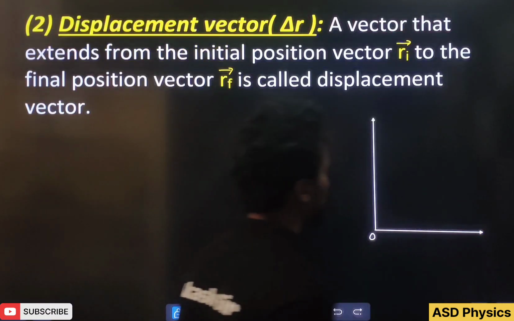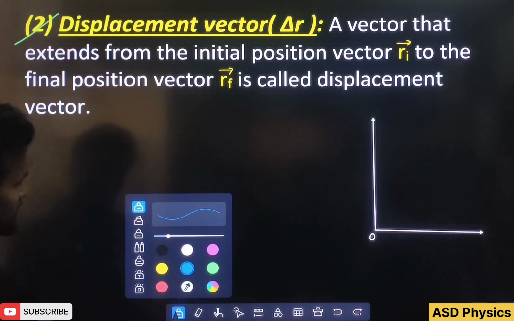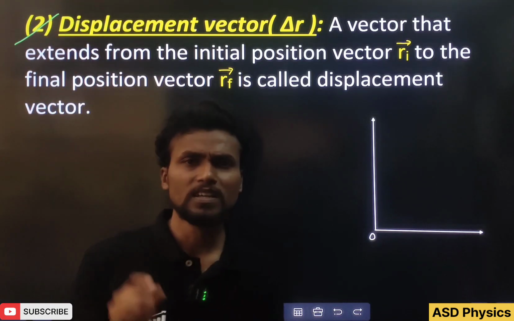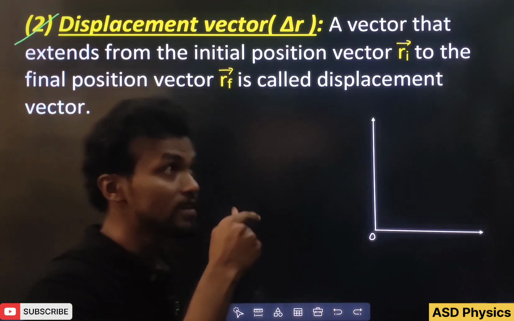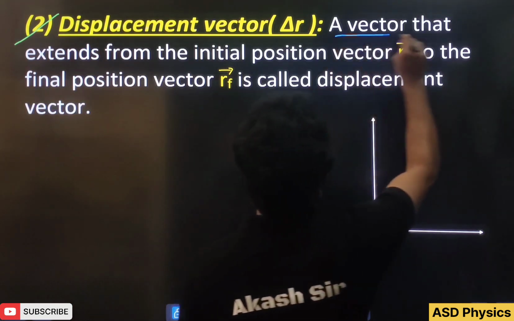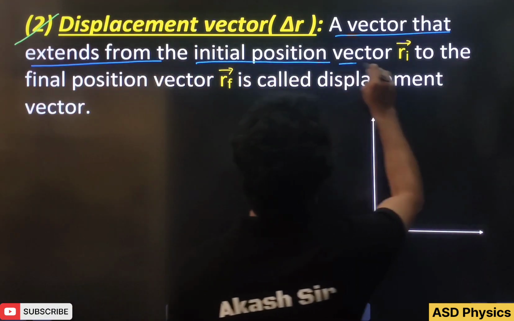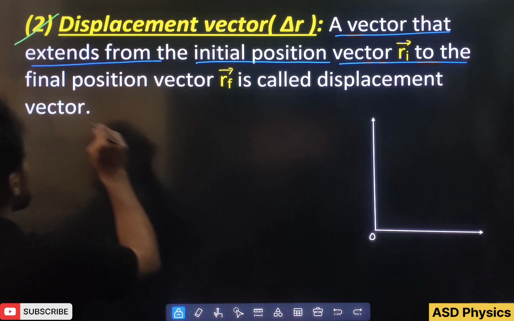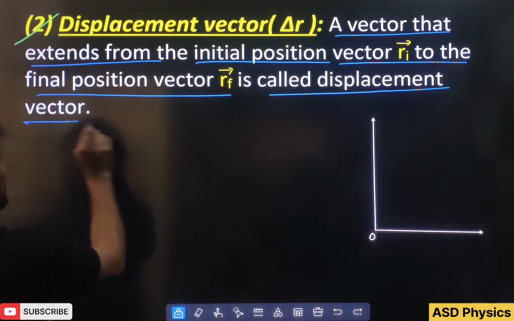Okay, now students, let's see the next one, displacement vector. So what is the displacement? We know very well displacement means the shortest distance between initial and final position. But here, a vector that extends from the initial position vector Ri to the final position vector Rf is called a displacement vector.